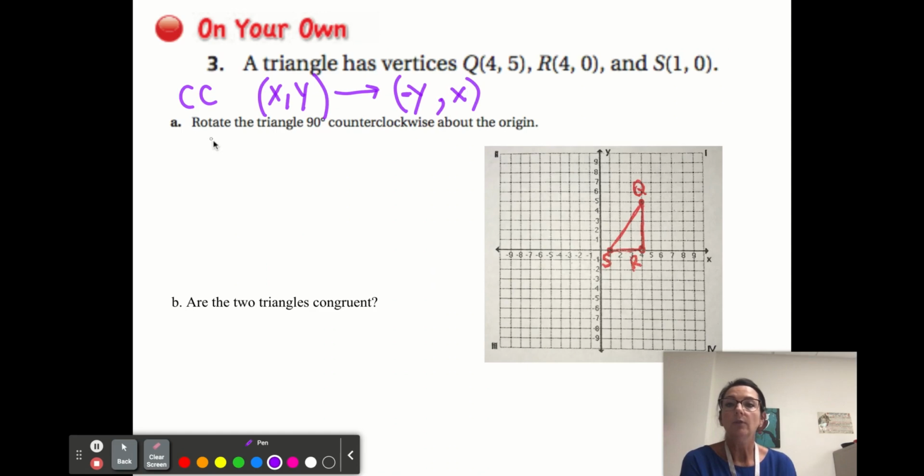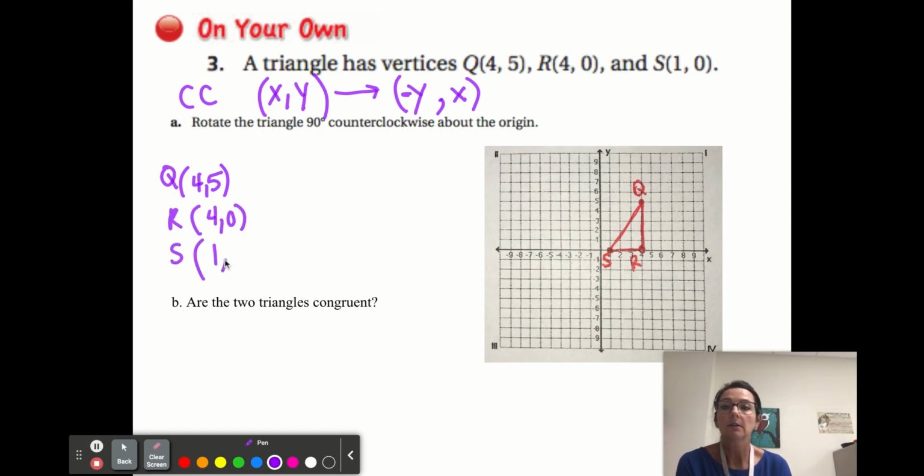Okay, so if we're going to rotate this, we start out with our original ones. We have, for Q, 4, 5, and we have R, 4, 0. And so I like to list the coordinates first. Okay, now I'm going to reverse them. I'm going to put the 5 first, and I'm going to make it opposite.